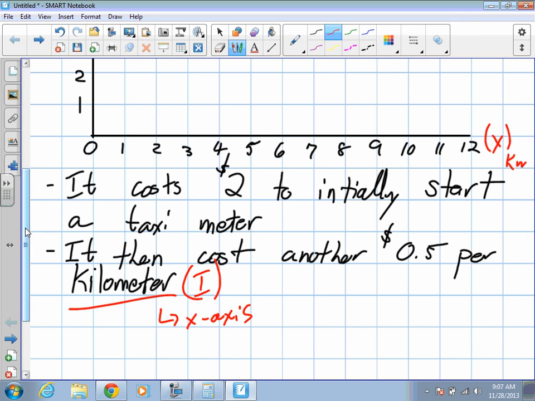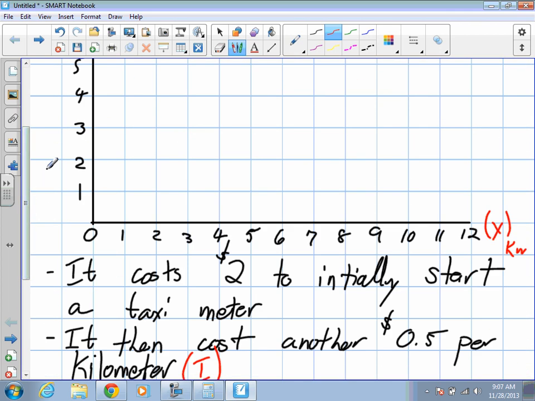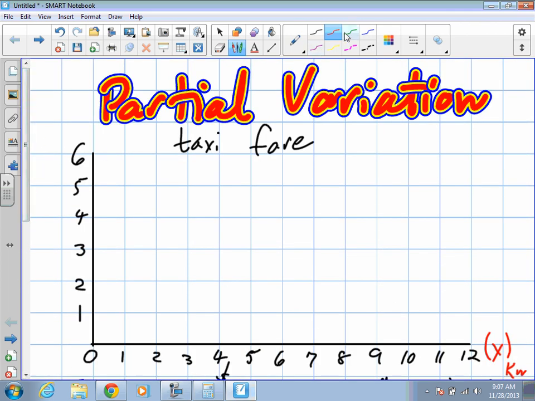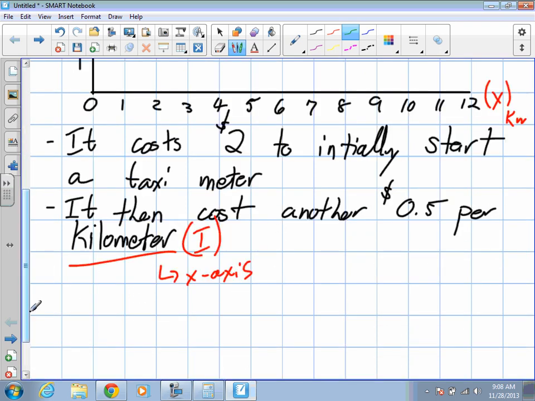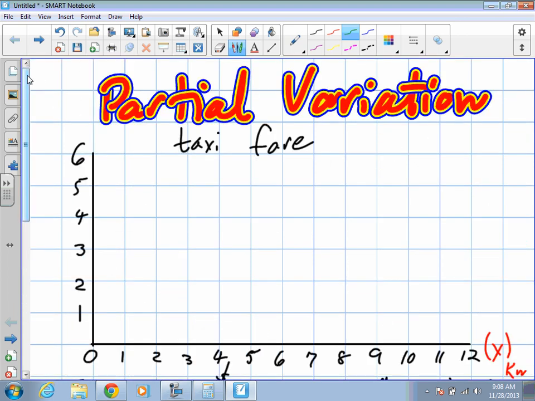What does that make our y? Not 50 cents, but how else can you define that? Yeah, your cost, the amount of money you spend, right? So our money, all of this, the money is the y-axis. And we usually represent that with a dollar sign. This is our dependent variable, which is on our y-axis. So the amount of money that we spend depends directly on how far we go.